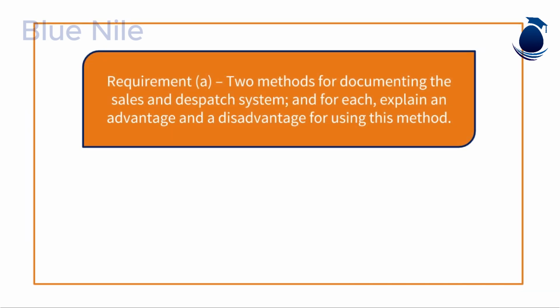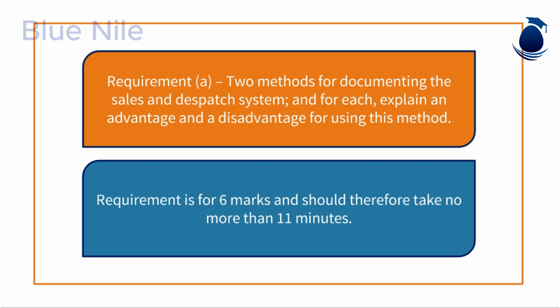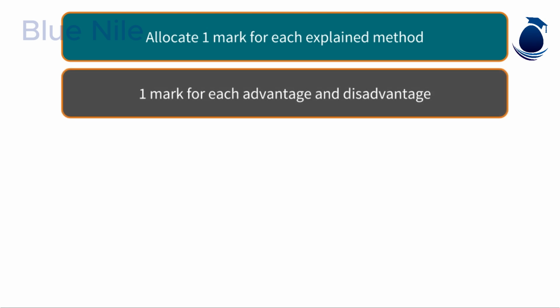Part A asks us to describe 2 methods for documenting the sales and dispatch system, and for each, explain an advantage and a disadvantage of using this method. This requirement is for 6 marks and should therefore take no more than 11 minutes. The marking allocation would be to allocate 1 mark for each explained method to document the system, then a further 1 mark for each advantage and disadvantage.